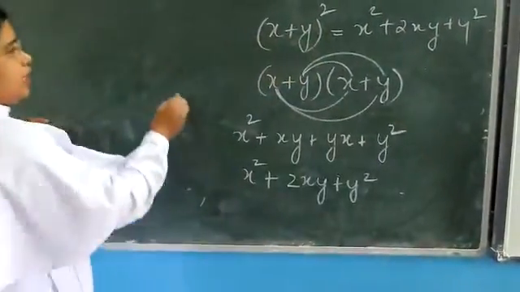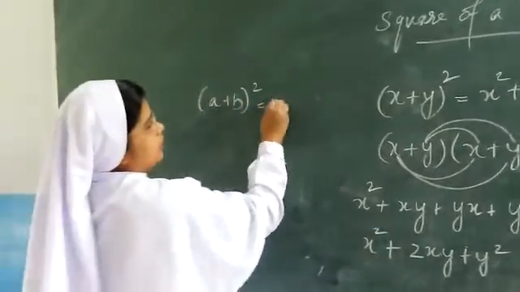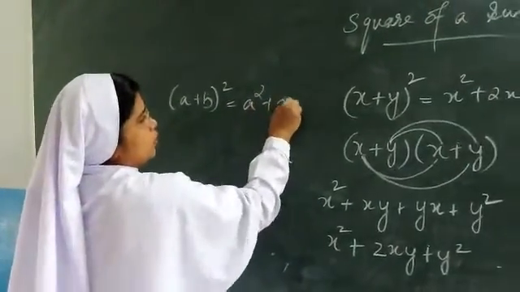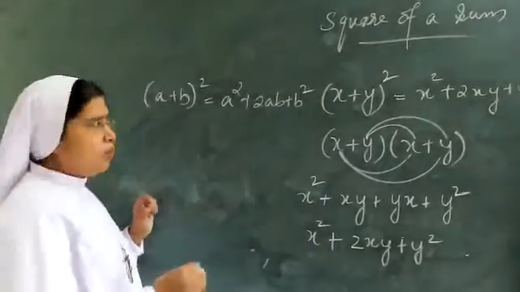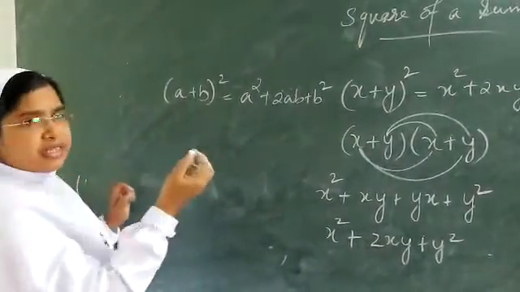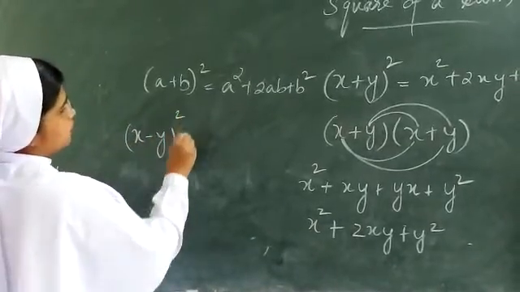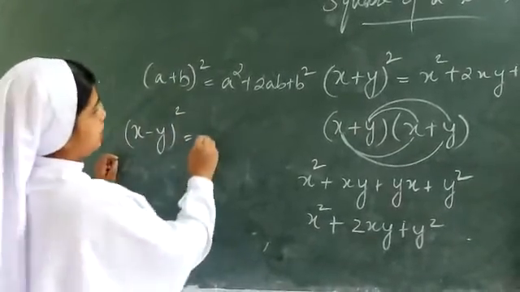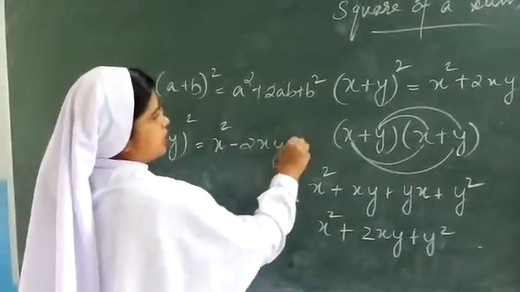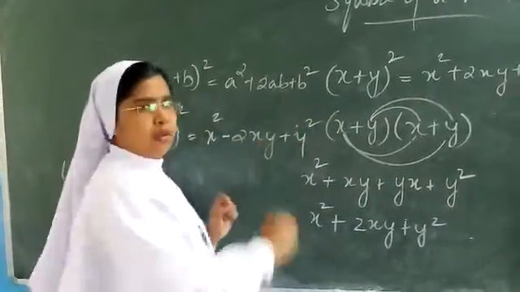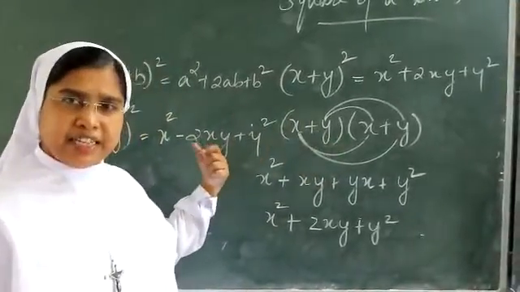When we were all learning, it was a plus b the whole square is equal to a square plus 2ab plus b square. So you have more formulas. Now, x minus y the whole square. What is x minus y the whole square? x minus y the whole square is equal to x square minus 2xy plus y square. When you solve in this way, you will get the answer.